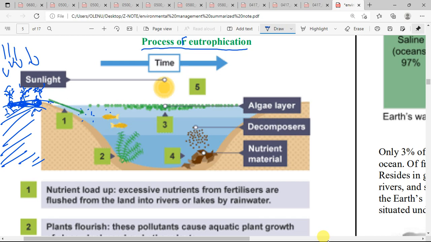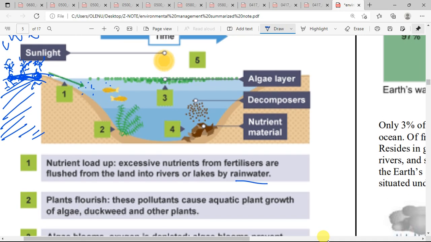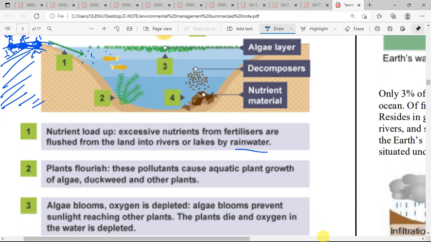That means this water will now be very rich in nutrients, and the algae found inside this water will now bloom. So, algae bloom, they will now grow. So you see, nutrients load up. Excessive nutrients from fertilizers are flushed from the land into rivers or lakes by rainwater. That's the first step.